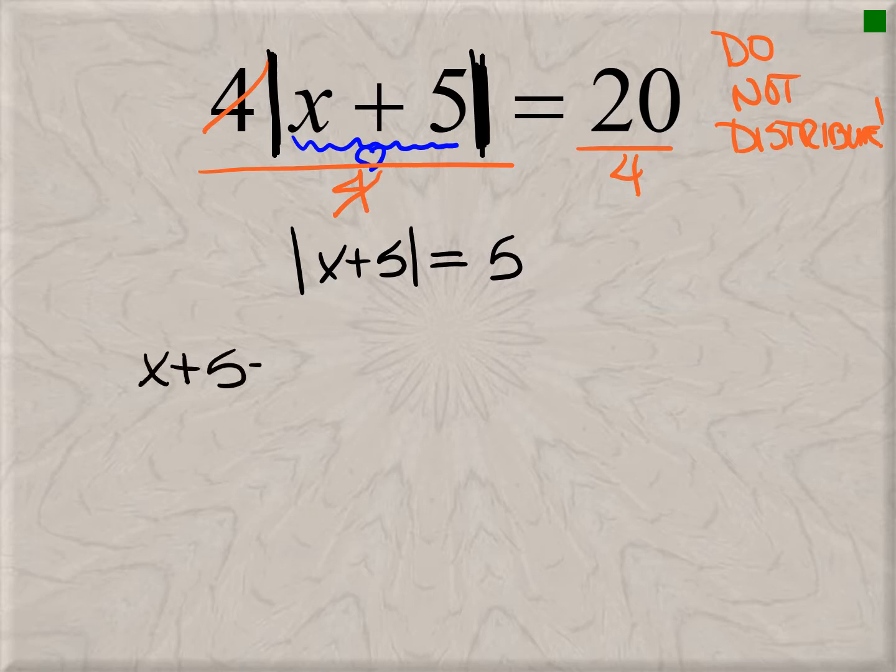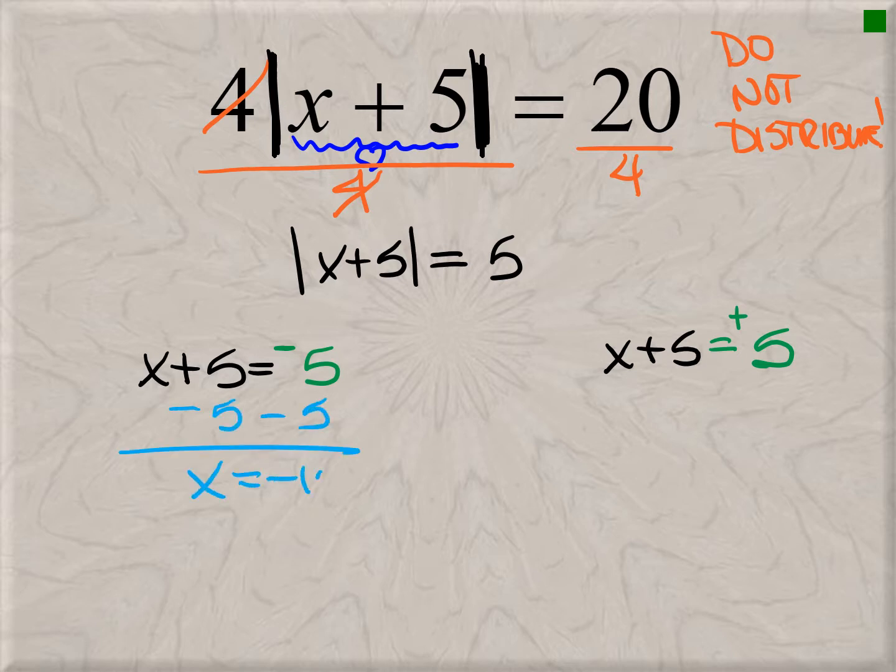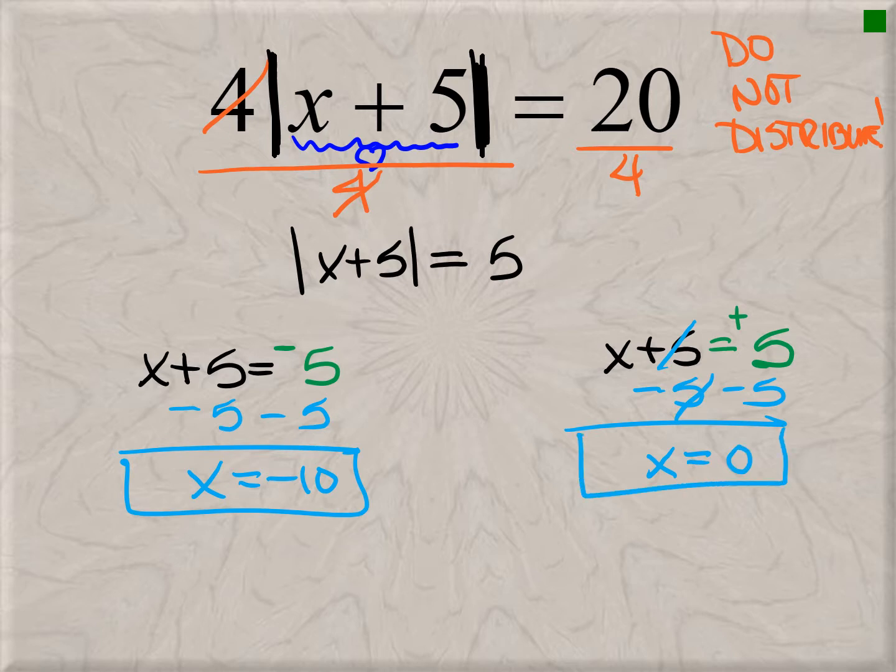So I write who's going walking, x plus 5. We're going to take it away from 0. If it goes to the left, it goes 5 away from 0 in the negative direction. If it goes to the right, it goes 5 away from 0 in the positive direction. Now we're going to solve. Subtract 5, we get x equals negative 10. Bada bing, bada boom. Subtract 5, we get x equals 0. Bada bing, bada boom. If you want to know how to check them, we can talk about that in class.